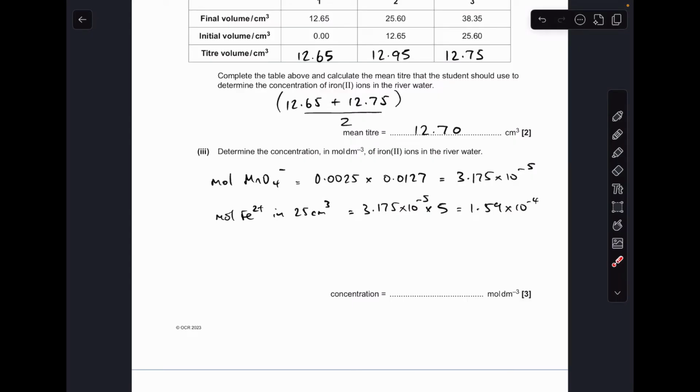So it's a 1 to 5 ratio, so there'll be 5 times as many moles of Fe2+, so that much there. And then all we've got to do is work out the concentration of the Fe2+ ions, so in other words, how many moles per dm³. So we take the moles and we divide by the volume. So these moles were in 25 cm³, so we're dividing by 0.025 dm³, and we get that.